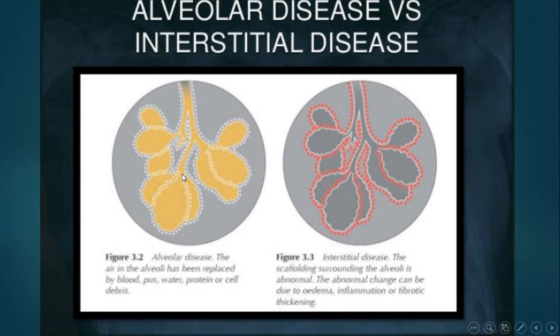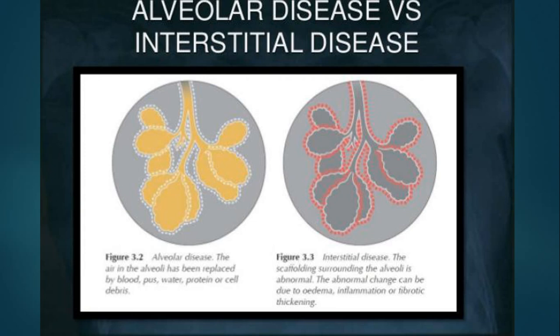So the airspace part is the part that contains air, while the interstitial part is the part that contains supporting tissue, the tissue that helps the lung maintain its shape, that holds the lung together. Each part of the lung is held in its place by an interstitial lung tissue.